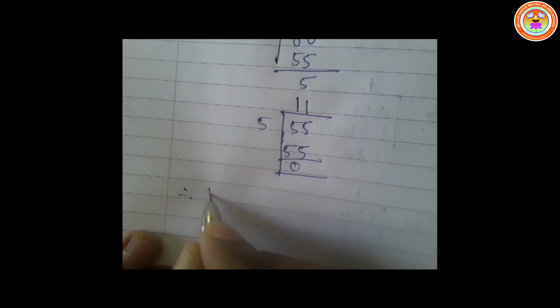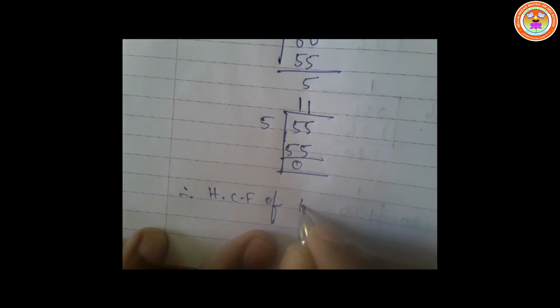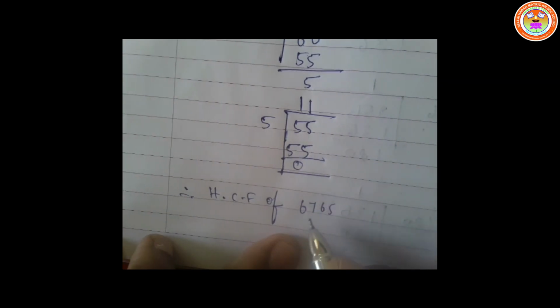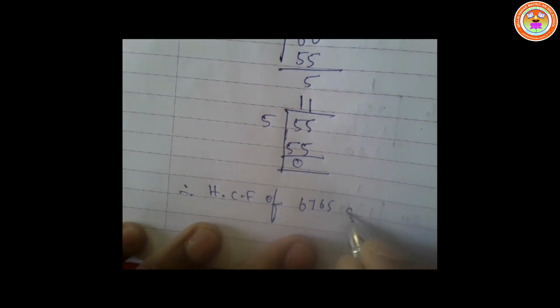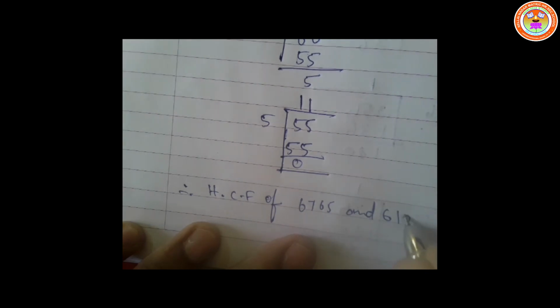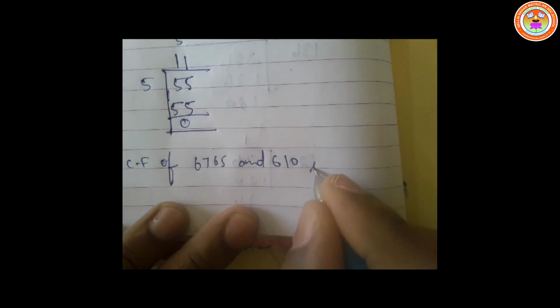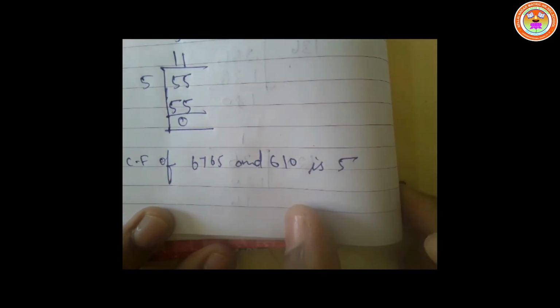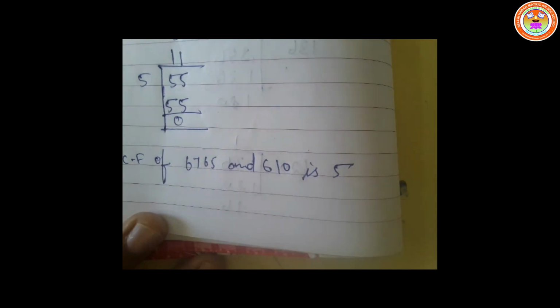Therefore HCF of 6765 and 610 is 5. So like this you have to write down.